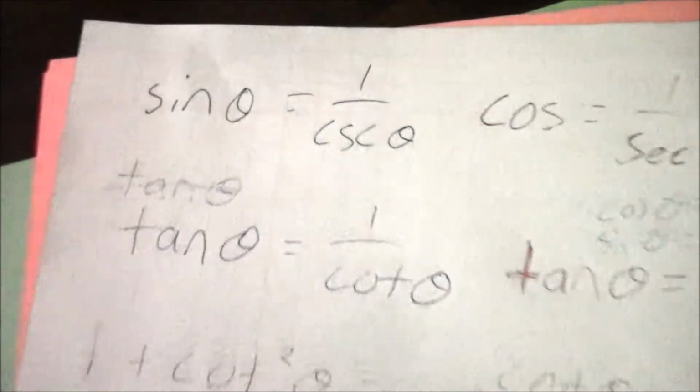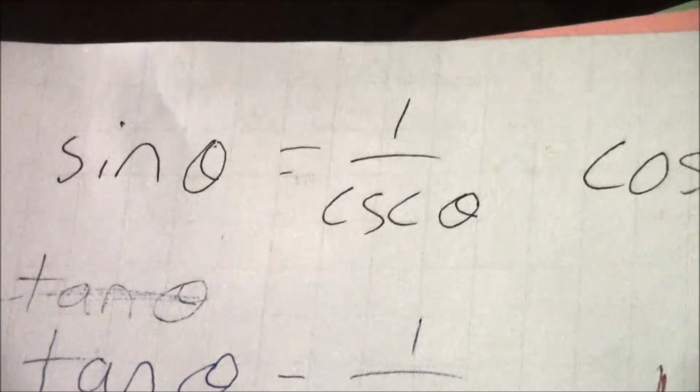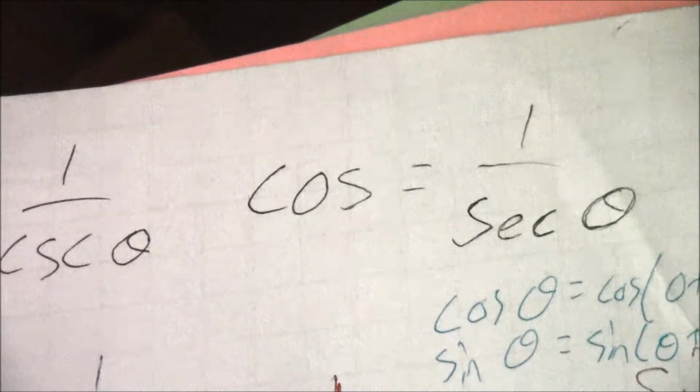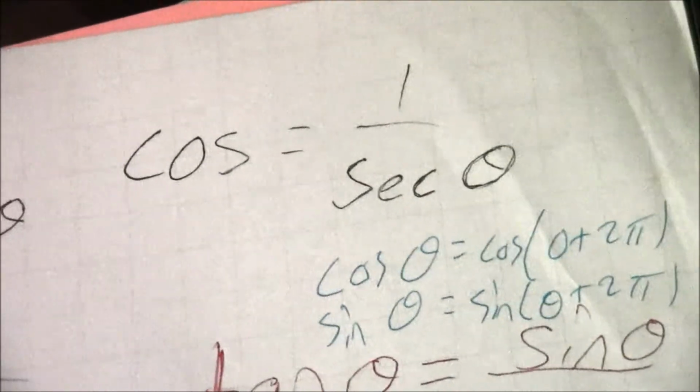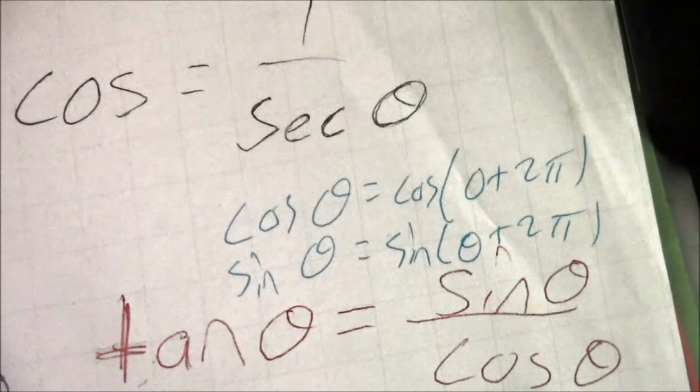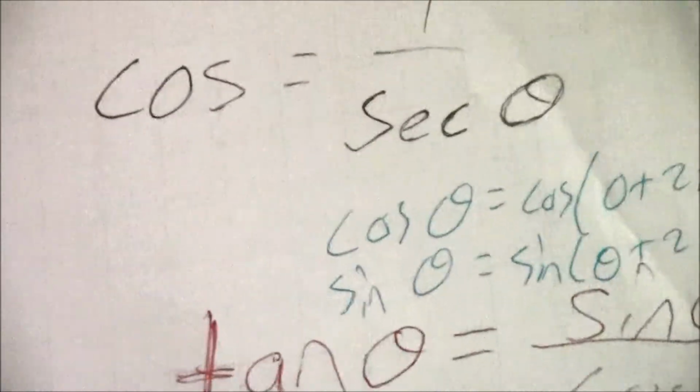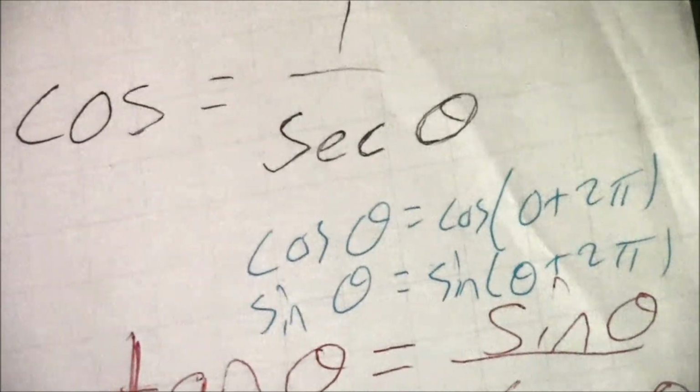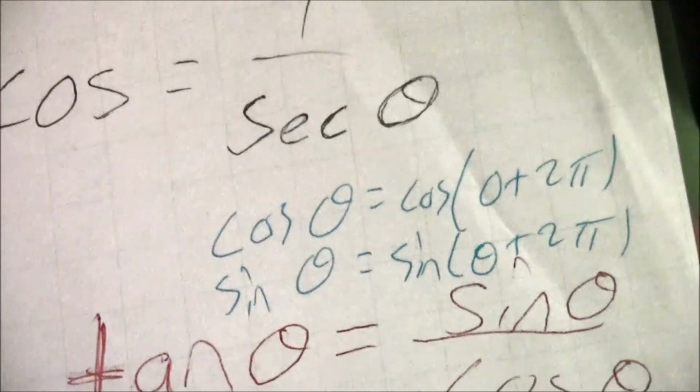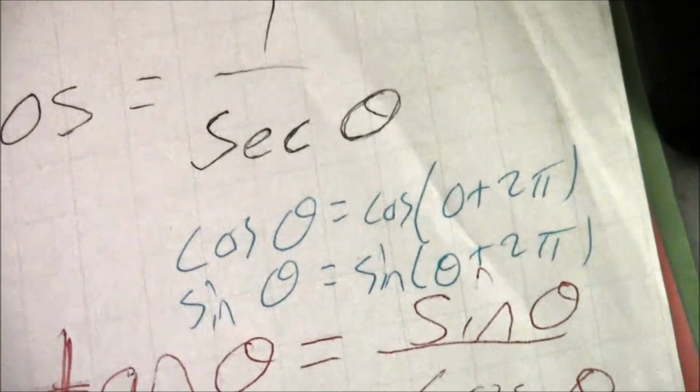And you can't forget these trigonometric identities. Sine is equal to 1 over cosecant. Cosine is 1 over secant. And don't forget about the 2 pi values in the unit circle. 2 pi just goes all the way around, so cosine of theta is equal to cosine of theta plus 2 pi, and the same with sine.